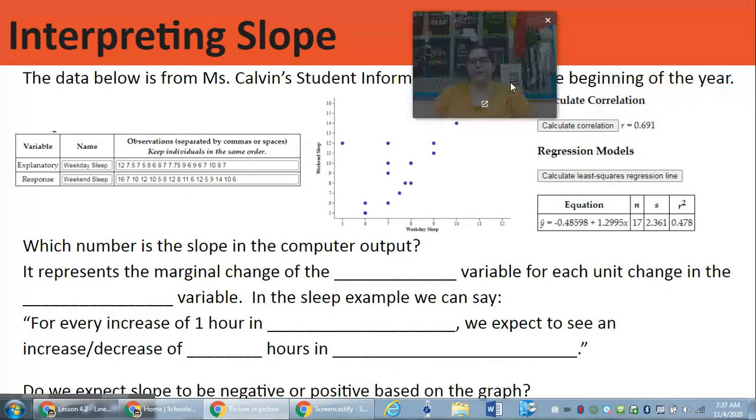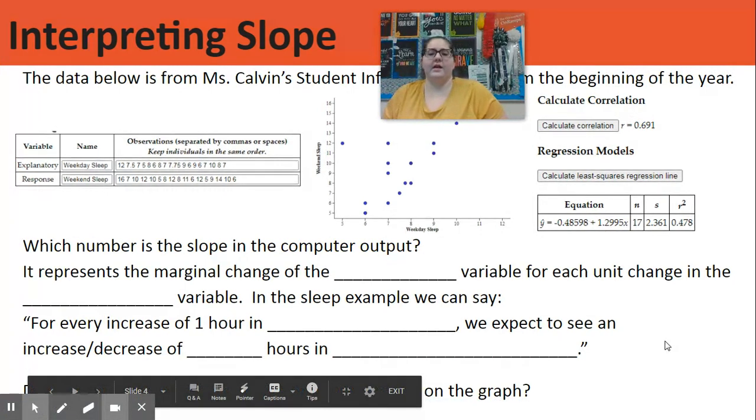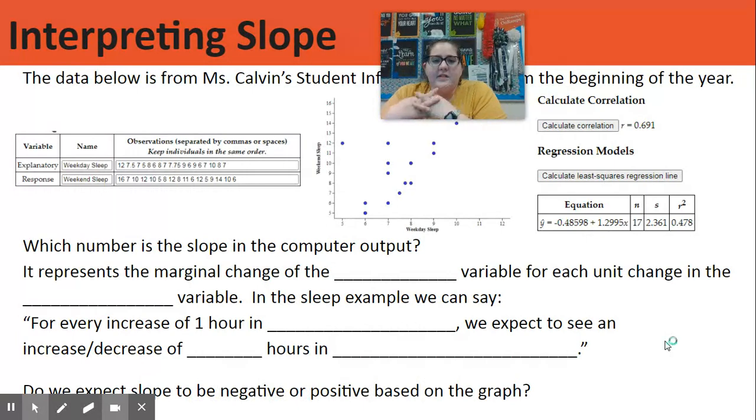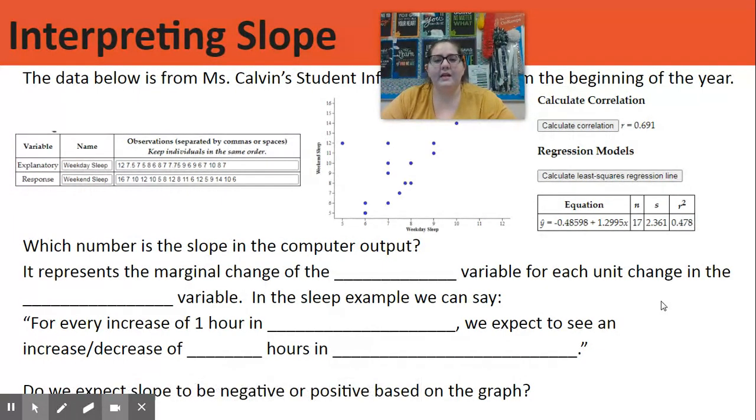So a lot of what we are doing when we're dealing with linear regression is interpreting some of the values that we see. So I just did this on the website. I don't think I have that in the comments yet, but I'll put it there. This is the same website we were using last class to find correlation, and we'll also use it to find the least squares regression line.